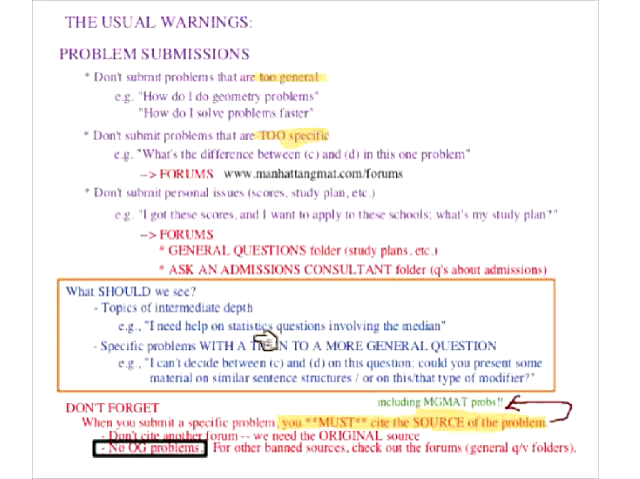So what we'd like to see is topics of intermediate depth. If you're unclear what constitutes a topic of intermediate depth, go ahead and take a look at a few of the past recordings, because the topics that have been chosen for those recordings, for the most part, are topics of intermediate depth. So one of the questions that we picked last two sessions ago, for example, was, I need help on stats questions involving the median. So it's a good question.